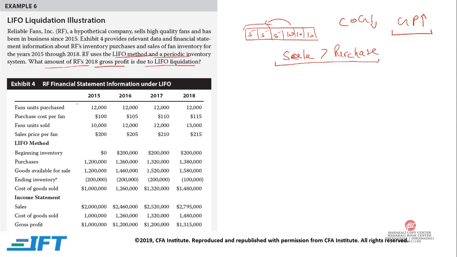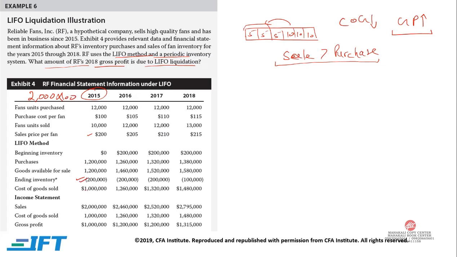Now over here, in 2015 we purchased 12,000 pants. Each pant was $100, and we sold 10,000 pants, and the sale price of each pant was $200. So if we have purchased 12,000 pants and we are selling 10,000, then 2,000 pants are left in our inventory. And it can be seen as well that in our inventory we have 2,000 pants. So 2,000 multiplied by 100 equals 200,000.